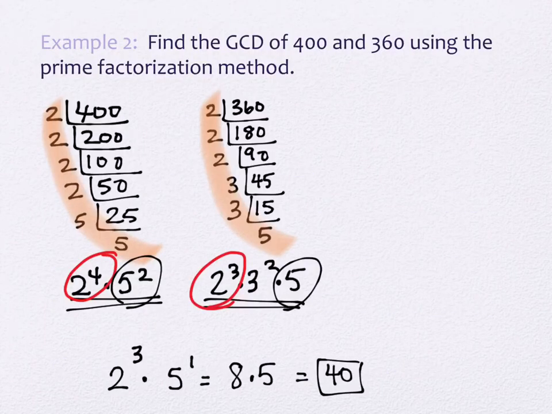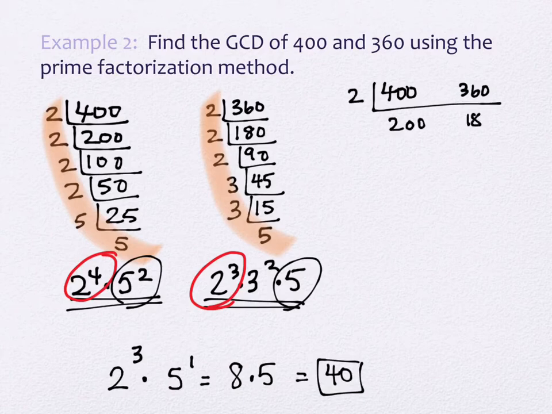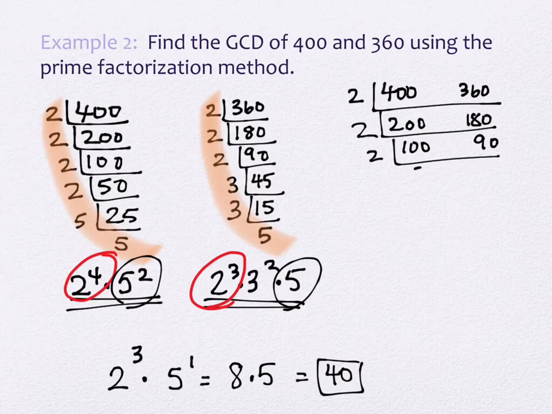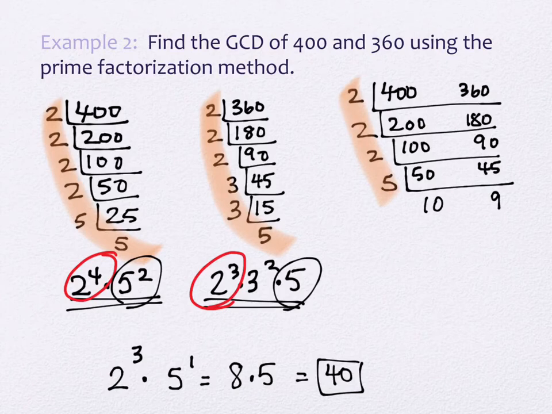So let me show you what this one over here with those same 400 and 360 looks like in this form. So clearly we divided both by 2, had 200, 180, still divisible by 2, giving me 100, 90, still divisible by 2, giving me 50 and 45. No longer divisible by 2, but divisible by 5. So I divide by 5. I have 10 and I have 9. 10 and 9 clearly do not divide by anything in common. So my greatest common divisor are the 2, 2, 2, 5 on the outside.